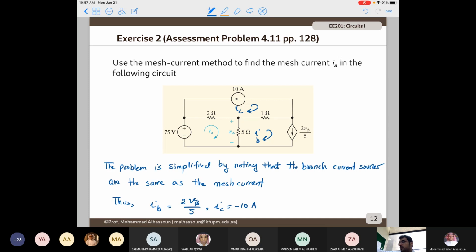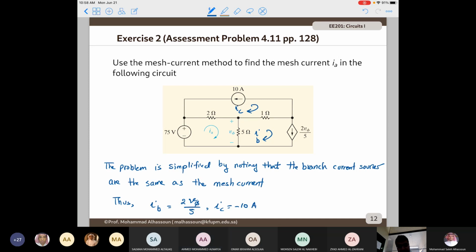So let's apply the mesh current method on the first circuit, and the only mesh that we don't have, we don't know the mesh current. We solve for IA. Minus 75 plus 2 IA minus IC, which is minus 10. So 2 IA plus 10.